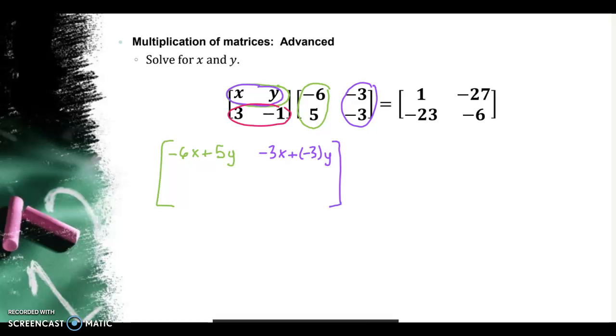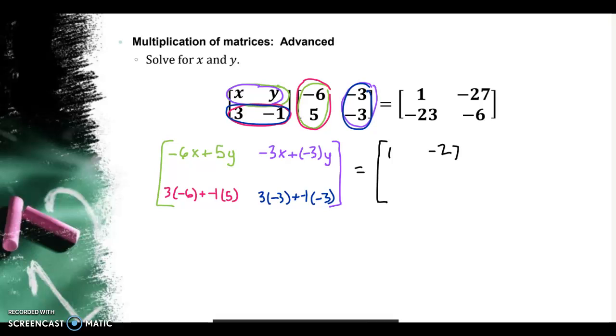I'd have 3 and negative 1 times this first column, which would be 3 times negative 6 plus negative 1 times 5. And then my second row, second column entry would be 3 times negative 3 plus negative 1 times negative 3, right? And this is all equal to the matrix 1, negative 27, negative 23, and negative 6.